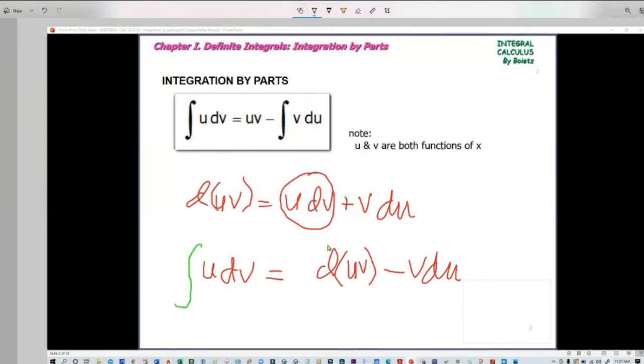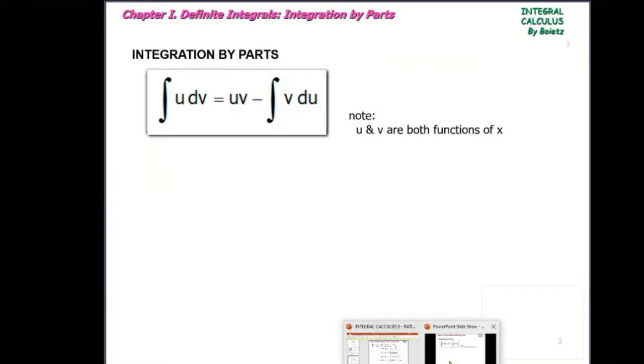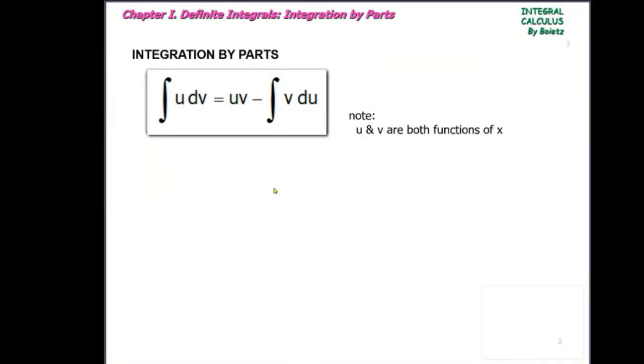Then if you will integrate both sides, integrate mo to, integrate mo yan, integrate mo yun. So this will become what? Ito yung hinahanap natin, then this will become integral ng derivative nun ay UV, then minus the integral of V du. Pangit na sulat. Okay, so yun yung pinanggalingan ng formula. Yun yung formula: the integral ng u dv is equal to uv minus integral of v du.